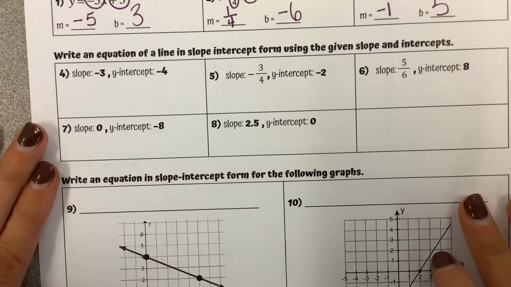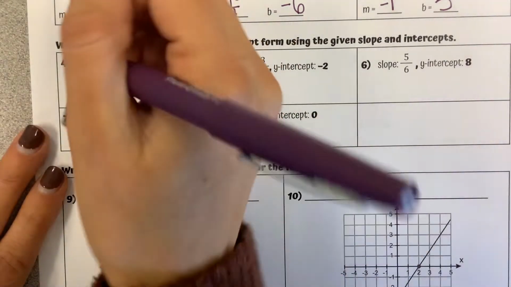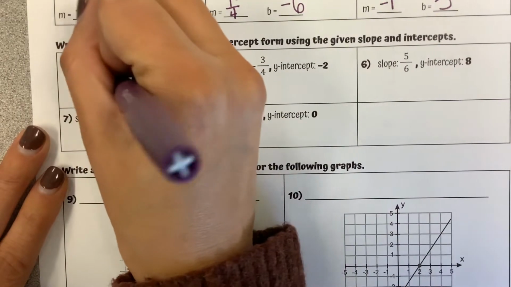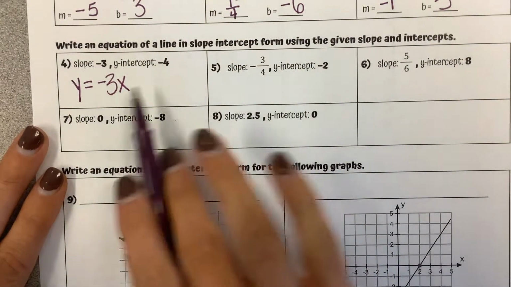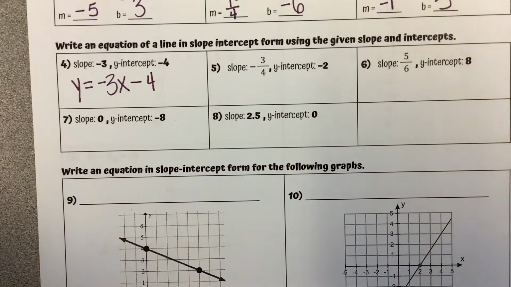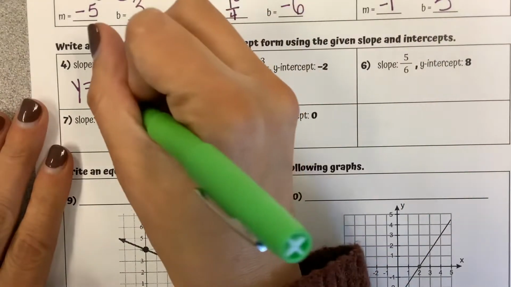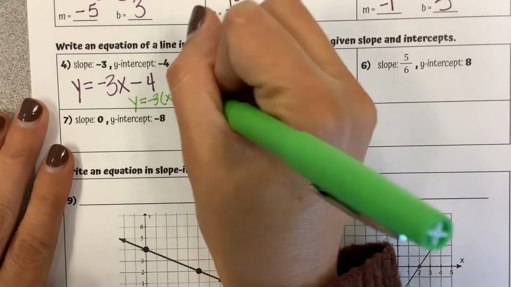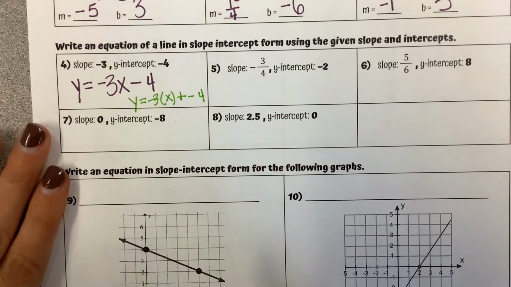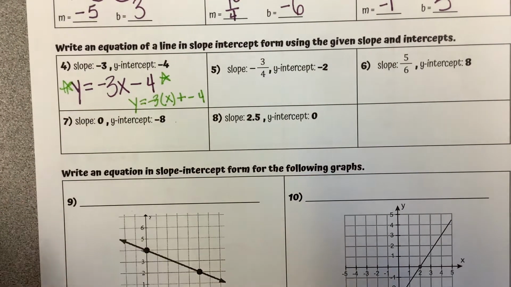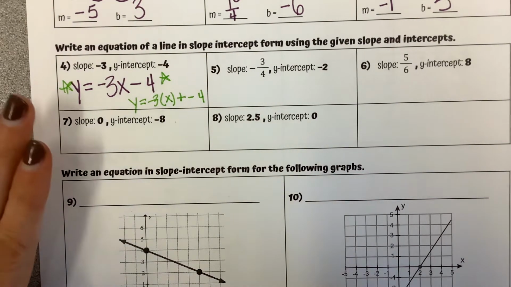Writing an equation in slope-intercept form, given the slope and the intercept. Our equation should always be y equals the slope, which in this case is negative 3 times our x value, and our intercept, which is negative 4, so minus 4. You technically could write this as y equals negative 3, and maybe you put x in parentheses, and maybe you do plus negative 4. That technically is the same thing, but writing it like this, y equals negative 3x minus 4, is the most simplified and most algebraic way to write it, and you should get in the habit of doing it that way.